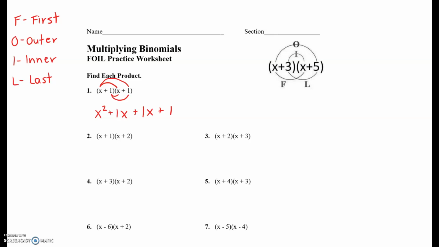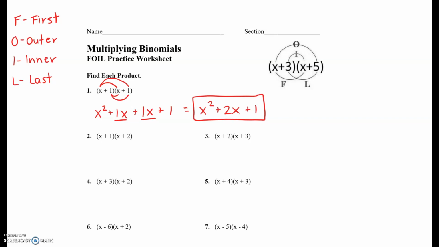After this point, you should have one additional step to complete. You will have to combine your like terms, and more than likely the two numbers in the middle will be the like terms that you are going to be adding together. So you'll keep your x squared in the beginning, you'll add 1x and 1x, which would equal 2x, and you would keep your positive 1 at the end of the expression, which would give you this final answer.